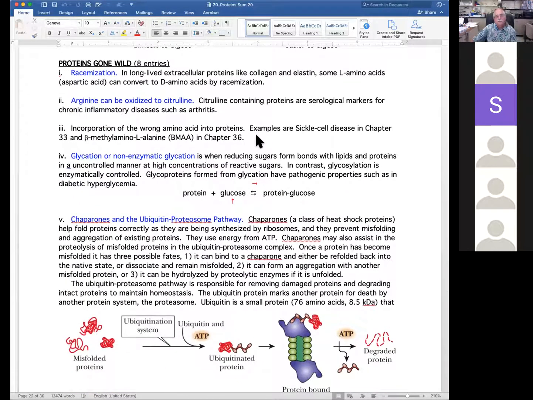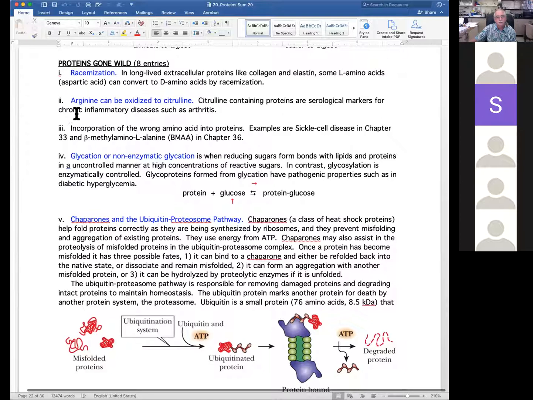So some things that can go wrong with proteins, especially with proteins that are long-lived. So racemization, oxidation of arginine. This can happen at any time, incorporation of the wrong amino acid into proteins. So for example, if that did happen, how long will that effect be? It will be as long as that protein is intact. Okay. Which may not be very long, but it may be longer in like a collagen or something.